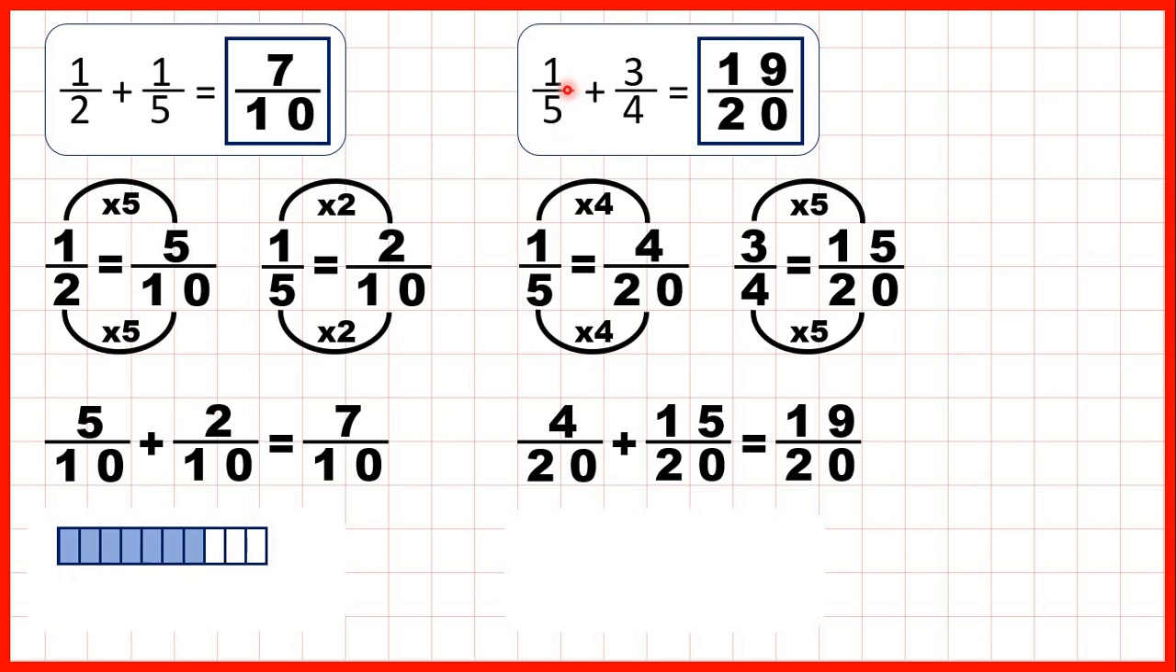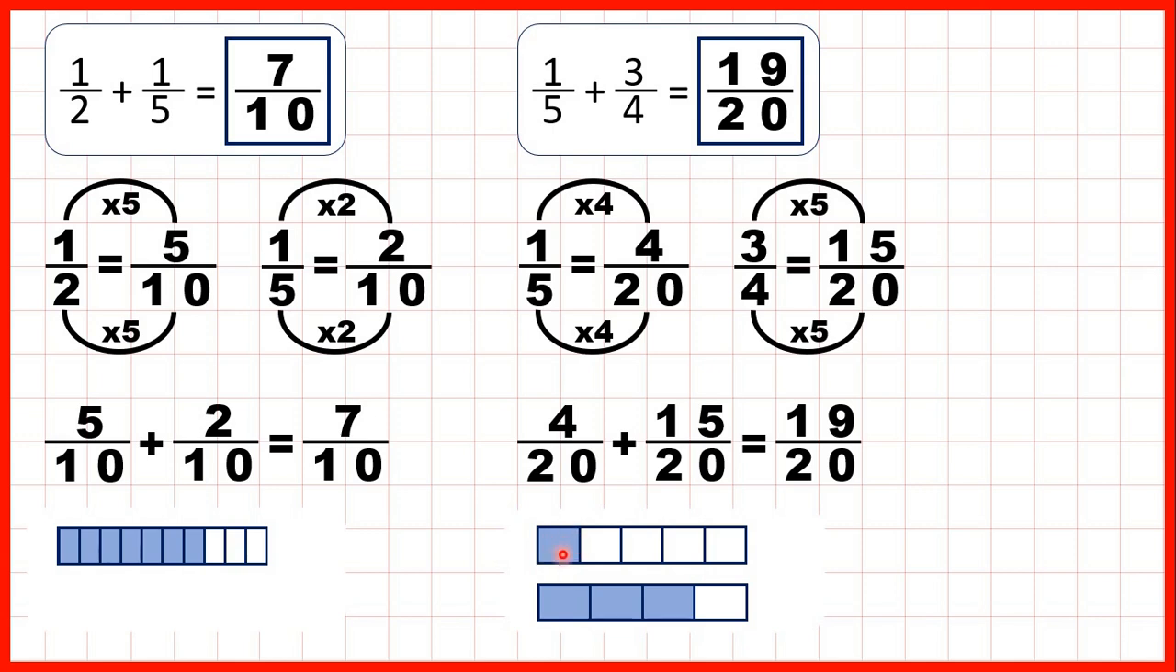Then for this question we had 1/5, and we were adding 3/4. But to add fractions, we need the pieces, so the denominators, to be the same size. We found that 20 was a multiple of both 5 and 4, so we changed 1/5 into 4/20 and 3/4 into 15/20. Then when we put them together, that gave us our answer of 19/20.